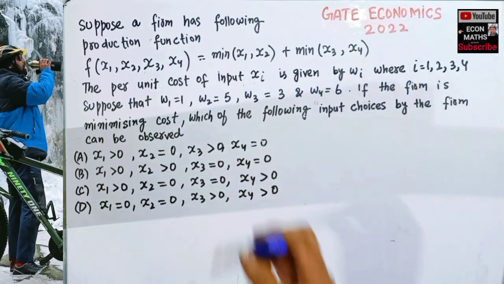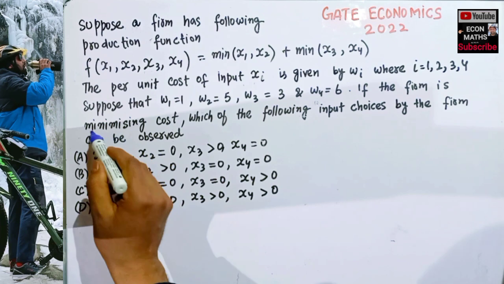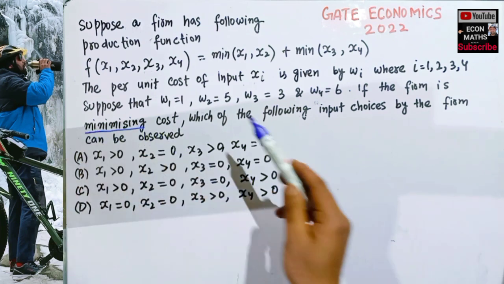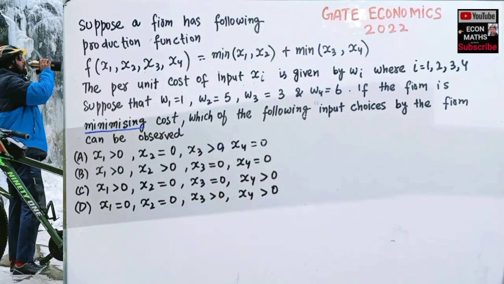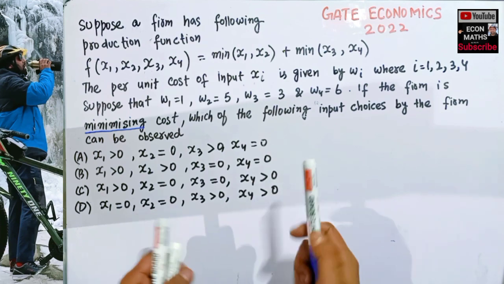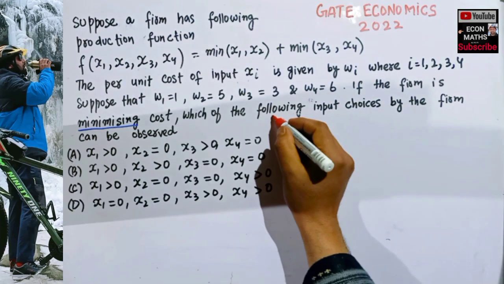If the firm is minimizing cost, so the firm is trying to minimize the cost, which of the following input choices by the firm can be observed? We are being given four options. We need to find out which of these input combinations the firm will choose to minimize its cost. So what are we being given?